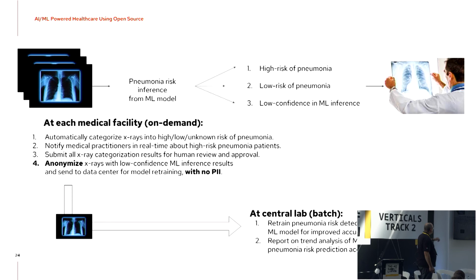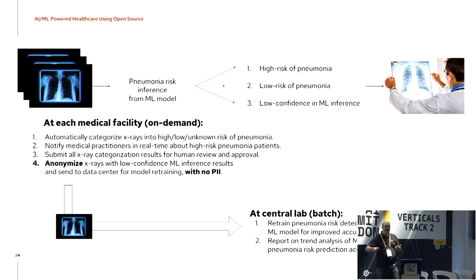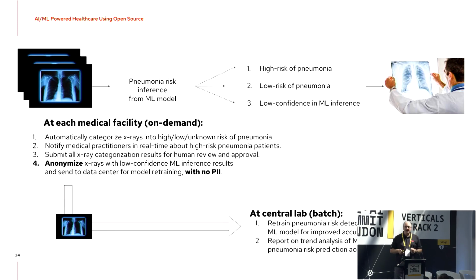So the workflow is this one. You have, at each medical facility, a container image with a machine learning model that will automatically process the incoming image and make a risk inference of pneumonia. It will classify all those images between a high risk, low risk of pneumonia, and also a low confidence in the prediction, because of course all models are not 100% accurate. That just doesn't work this way. So sometimes you have images that the model doesn't know what to do with.